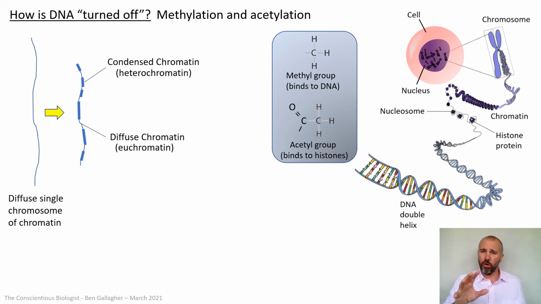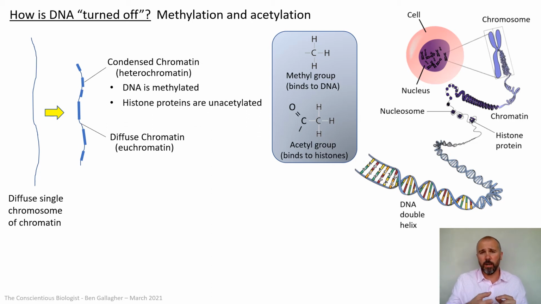Now the level of methyl groups on there, the methylation, and the level of acetyl groups, the acetylation, determine whether it's heterochromatin or euchromatin. In the case of heterochromatin, so to make it all condensed, the DNA is methylated, meaning lots of these methyl groups get stuck onto the DNA, and that makes the DNA start to coil up. Now to get the histone proteins to coil up, you need to take acetyl groups away from it. So for coiled up, unreadable heterochromatin, you need the DNA to have lots of methyl groups, and you need the histones to have very few acetyl groups.